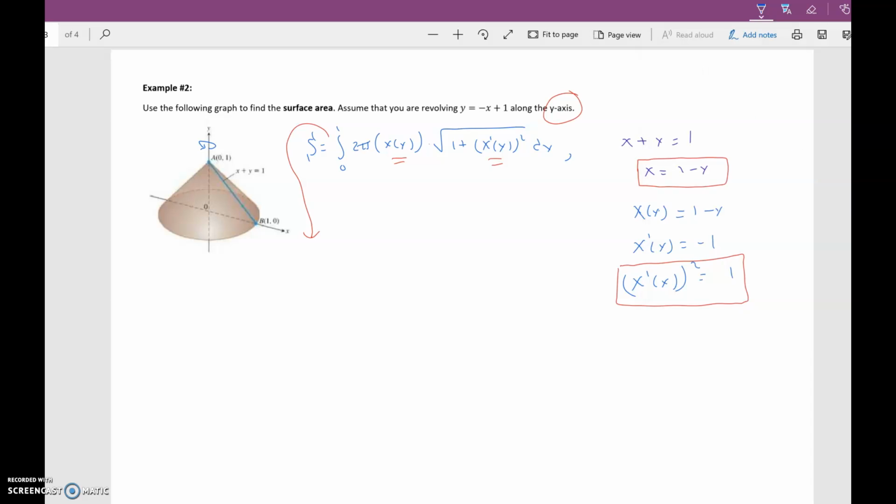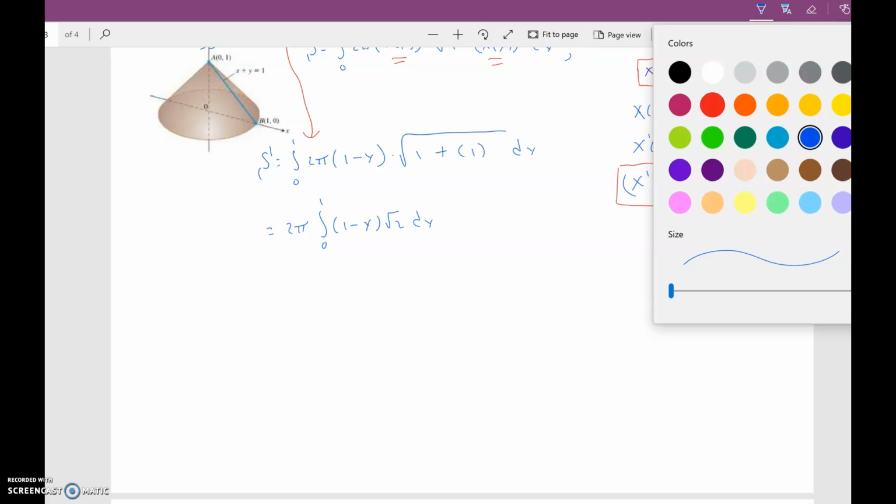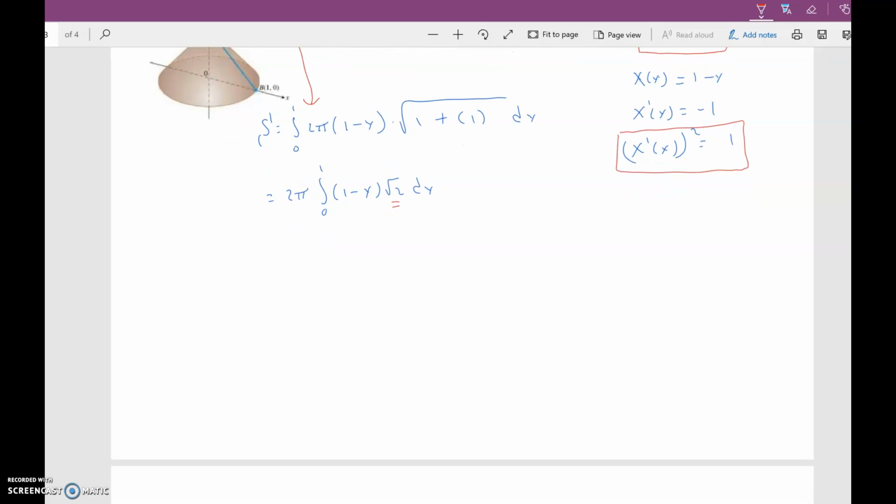So we still have that S is equal to the integral from 0 to 1 of 2 pi, and our function as an x of y, or solve for x, is equal to 1 minus y. This is 1 minus y times the square root of 1 plus, and this is actually good news. This one turned out to be just 1, and this is with respect to y. So we're looking at, and I'm just going to take out that 2 pi, the integral from 0 to 1 of 1 minus y times the square root of 2 dy. So let me just extract that out.